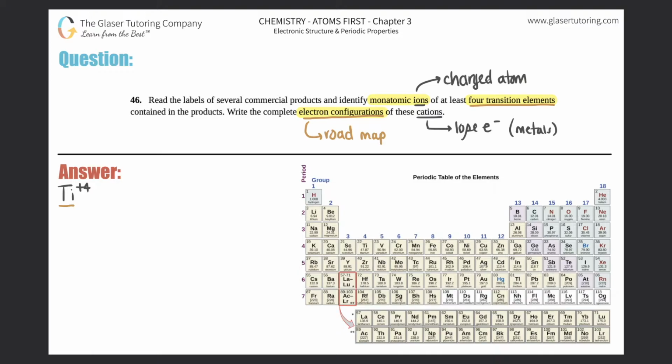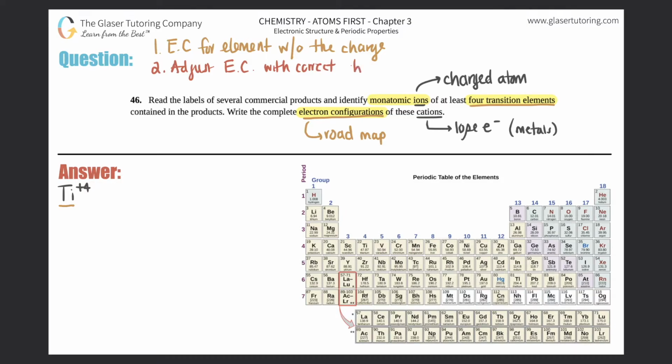Now, there will be a difference because they give you a cation here. So the first thing that you do is write the electronic configuration for the element without the charge. So always write it without the charge, and then once you have it, then you adjust the electron configuration with the correct charge.